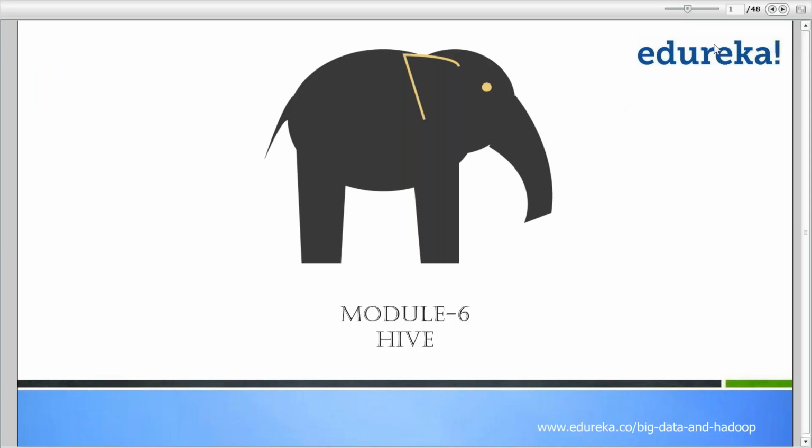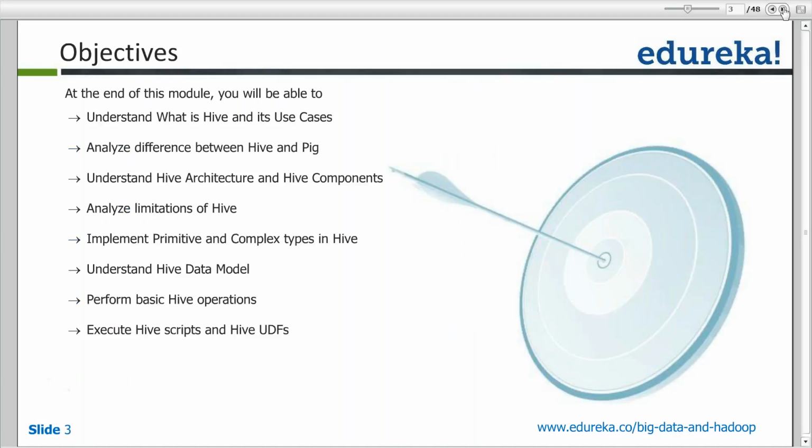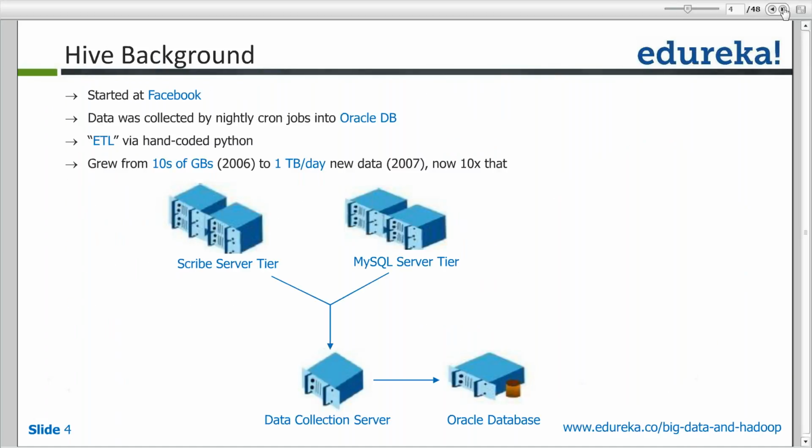So let's start with the presentation. We have discussed this. It was started at Facebook because Facebook has lots of data. We know how much data Facebook has. It grew from tens of GBs to 1 TB per day, and currently it is more than 10 TB per day. So there are huge volumes of data produced at Facebook.